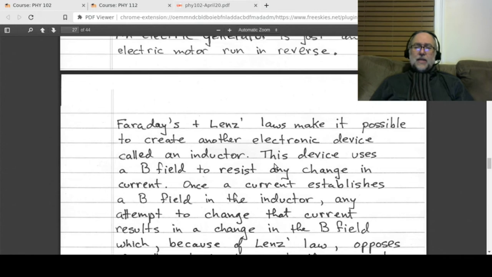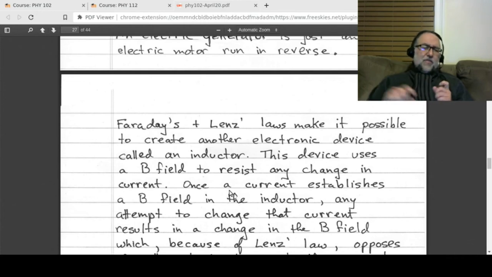So what is this inductor? An inductor basically is a device which uses a B field to resist a change in a current. This is sometimes useful in electronics, because if you get a current going, you don't want the current to abruptly shut off. To prevent that, you use this inductor, which has this B field that keeps trying to push the current.